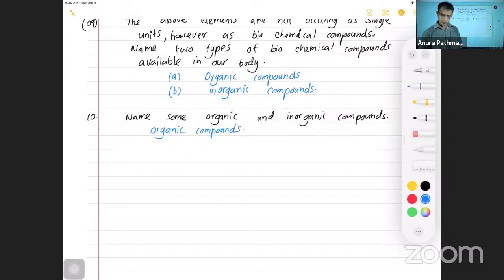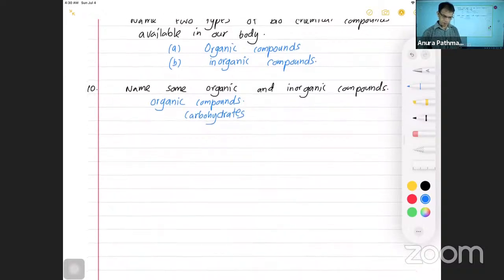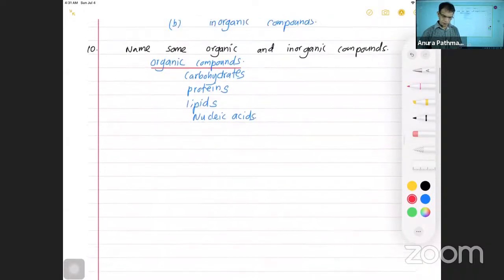If you can support me, it would be very nice. Carbohydrates, proteins, lipids, nucleic acids. So these are organic compounds. May I ask you to switch on your cameras and mics so early in the morning? So what's next?